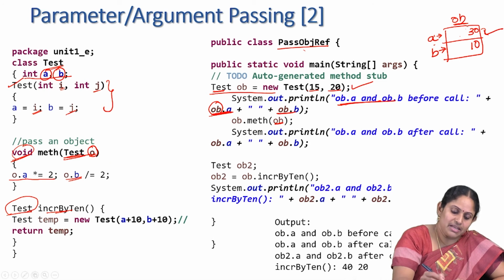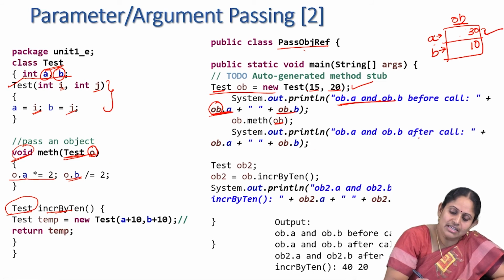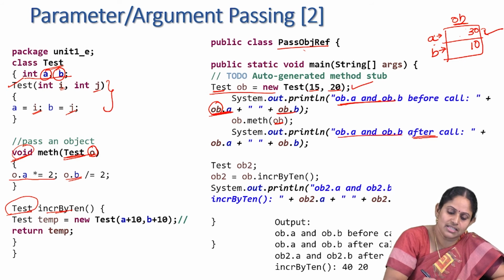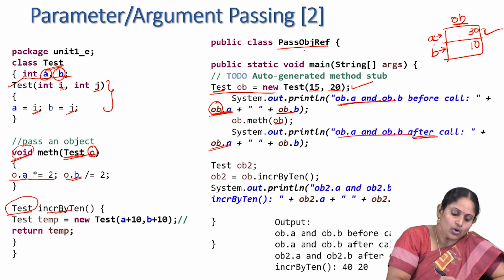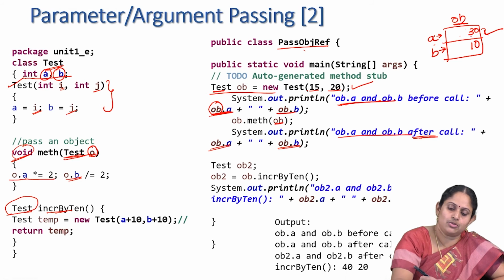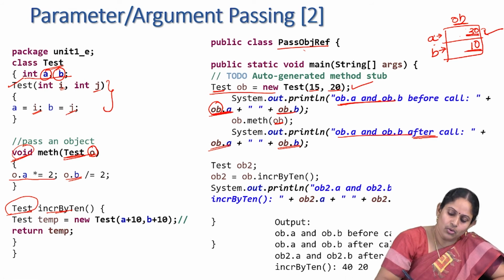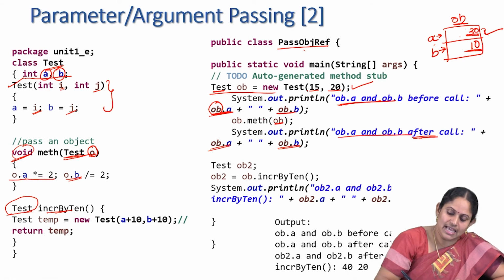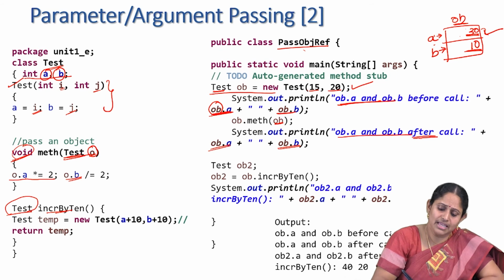So that change is being made, and then we are displaying it after the call. After making the call, we are displaying it. So you get this statement in the output with ob.a and ob.b displayed. So ob.a is 30 and ob.b is 10. So we are extracting ob.a as 30 and ob.b as 10, and these values are obtained over here.